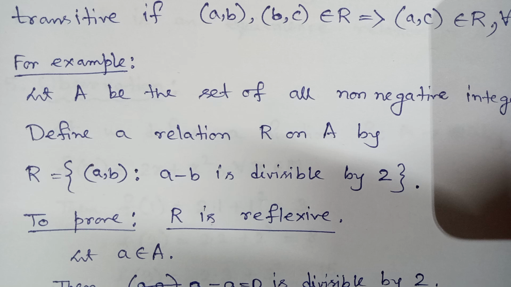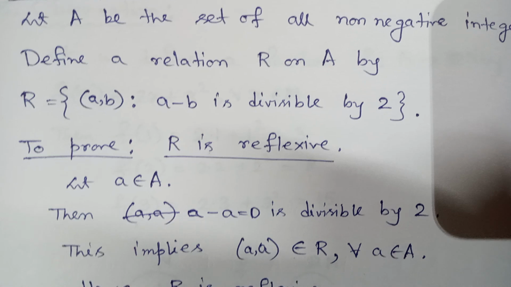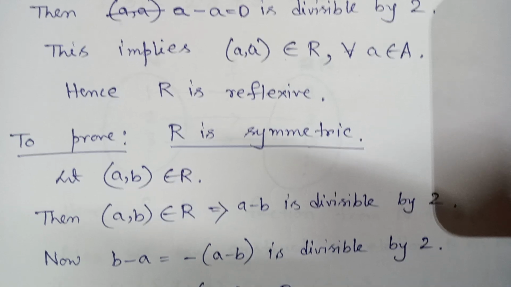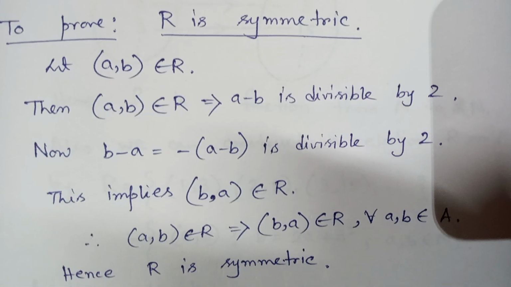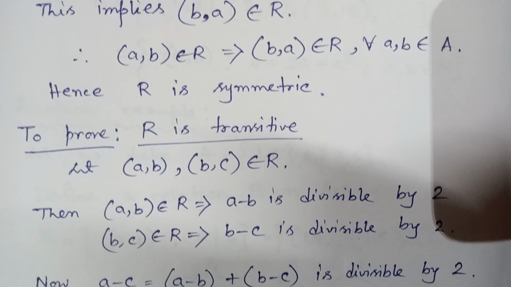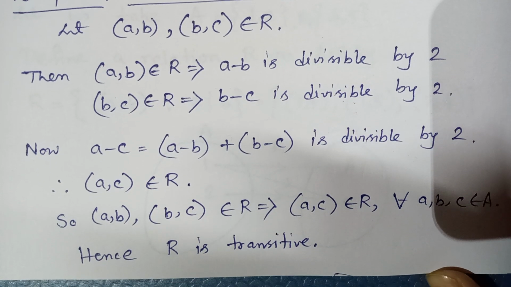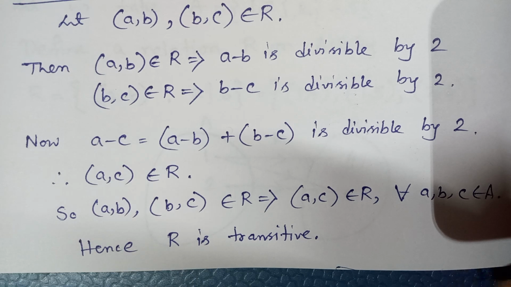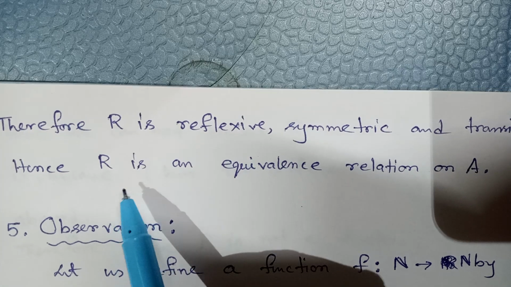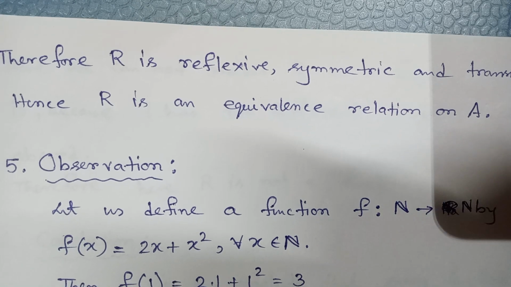Next the example. In this example we have checked R is reflexive, symmetric, and also the transitive part. Okay, next here we can see that the given relation R is reflexive, symmetric and transitive, therefore it is an equivalence relation on the given set A.